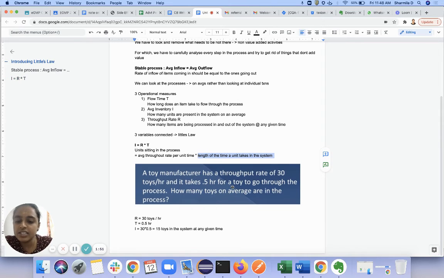So we'll just see a small example and try to relate this Little's law with our example. So we have a toy manufacturer who has a throughput rate of 30 toys per hour. So I am writing R is equal to 30 toys per hour, and it takes 0.5 hour for a toy to go through the process. So what is it called, going through the process? It's called the flow time T. Flow time T is equal to 0.5 hour. How many toys on an average are in the process? So average inventory is nothing but R into T. So 30 into 0.5, we have 15 toys in the system. Hope you all understood what Little's law is. Thank you.